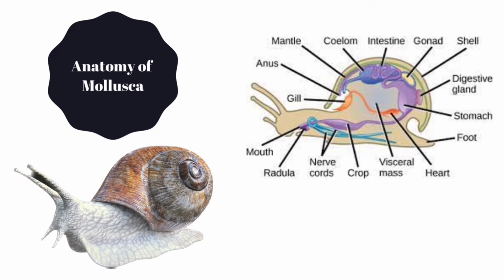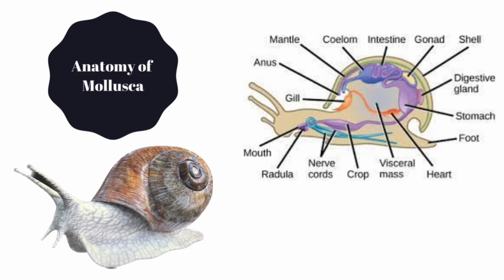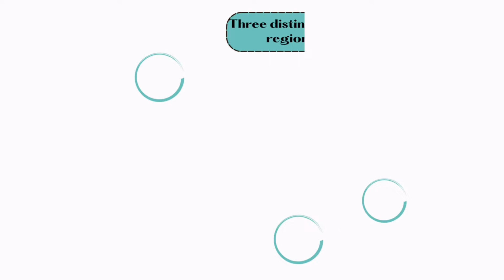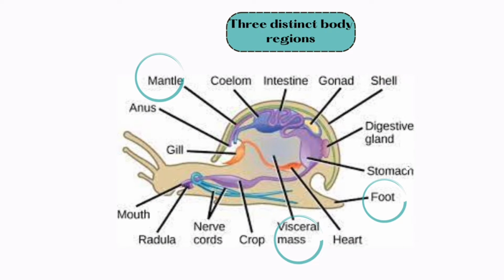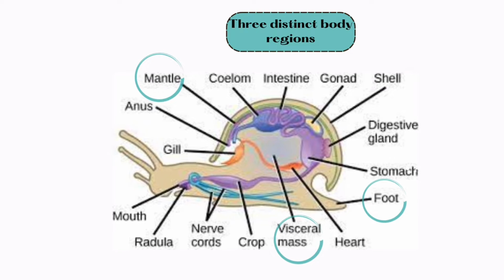Here we see the anatomy of mollusca. Like humans, mollusca have a mouth, esophagus, stomach, and anus. Their mouths also, like humans, contain teeth as part of an oral structure called a radula. Mollusca share three common body parts, which are the mantle, foot, and visceral mass.